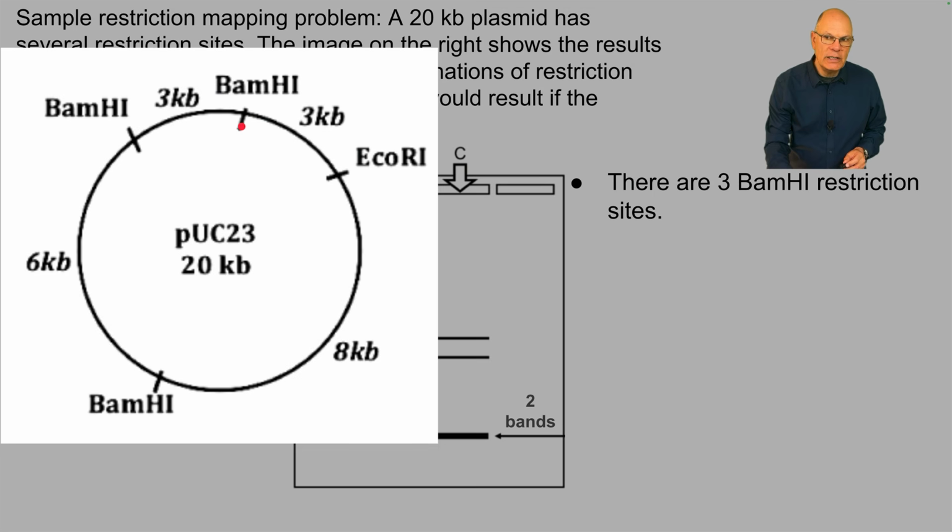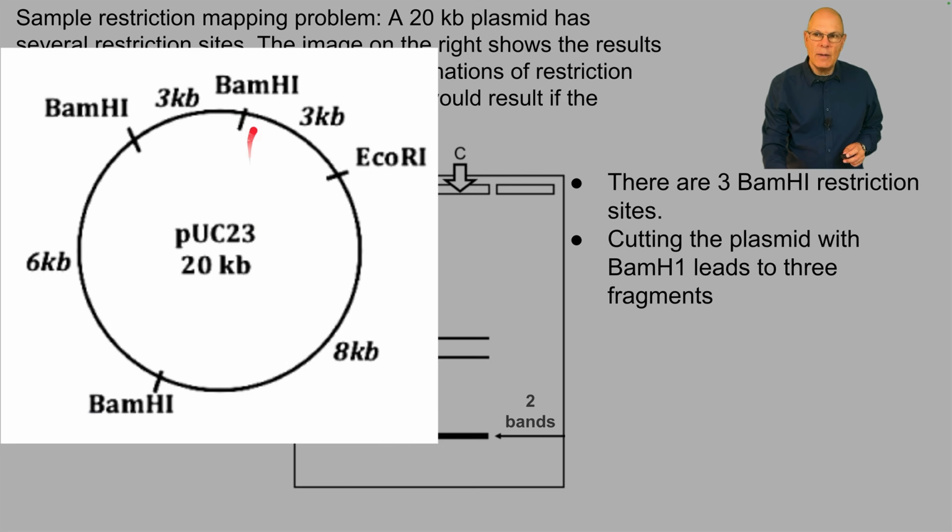This line over here indicates a restriction site that's been labeled with BamHI. So there's a restriction site over here for BamHI, a second one over here, and a third. The entire plasmid is 20 kilobases, and the map is telling you that this is a 3 kilobase difference. So if you cut the plasmid with BamHI, you'd wind up with 3 fragments. Here's one, here's a second one, it would start here, go all the way down to here, and here's a third one that would start here, go all the way up to here.